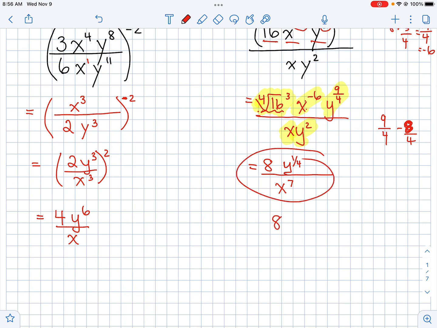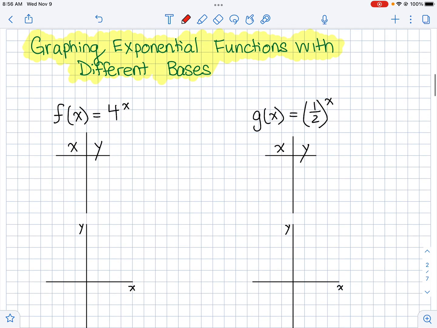I don't think it's wrong if you were to write it like the 4th root of y, in that format too. I don't think it matters. And that's it. Moving on.